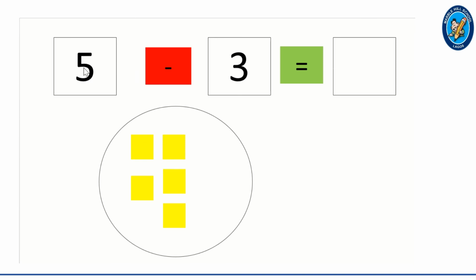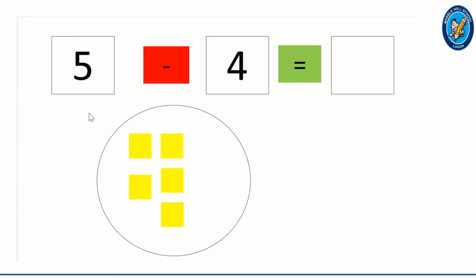We're going to do the same thing for 5 minus 3. 5 minus 3 means we're taking 3 out of 5. So let's do that with our 5 squares. 1, 2, 3. We've taken out 3 squares from our 5 squares, and we're left with 1, 2. So 5 minus 3 is 2.